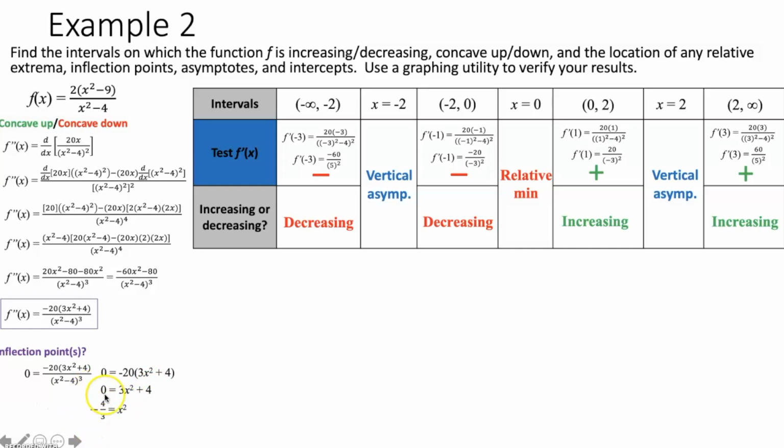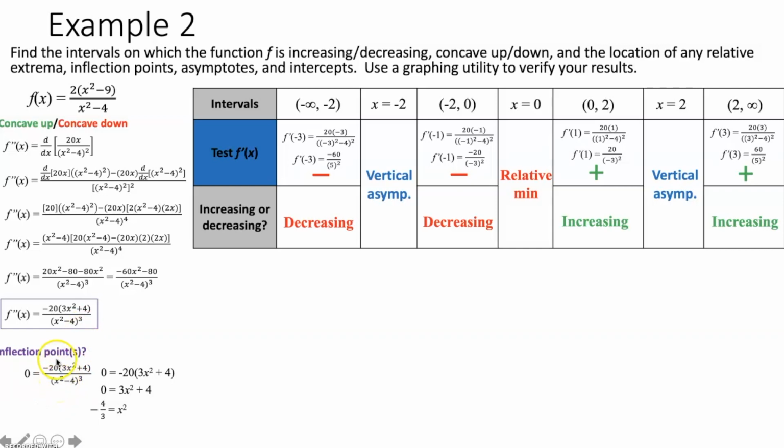Oh, we have to square root a negative number? Well, that's not going to give you a real number, therefore there are no real x values that would cause your second derivative to equal 0. Well, are there any x values that would cause your second derivative to not exist? Well, those would be x values that cause your denominator to equal 0. And we said those would be 2 and negative 2.